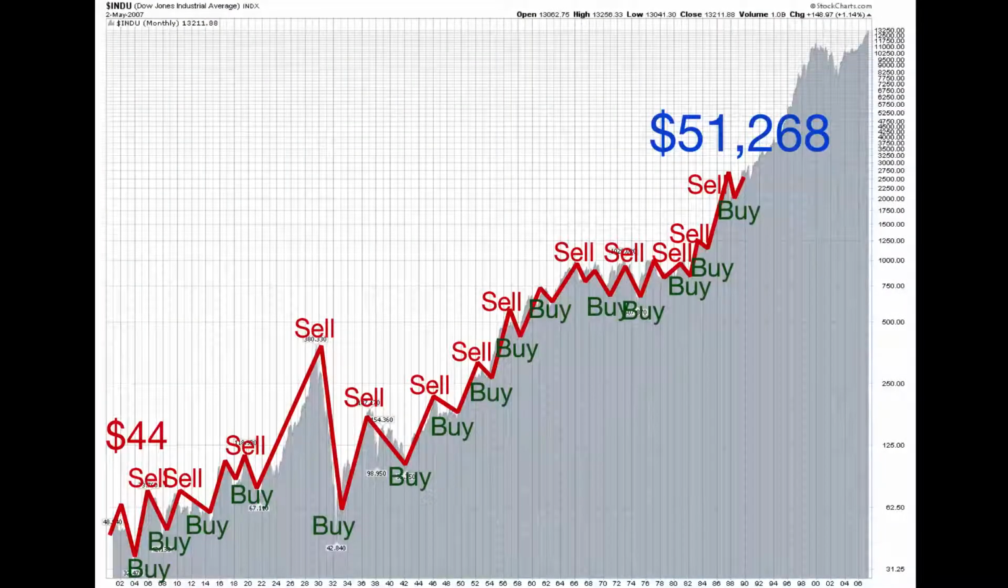However, if that investor had reversed their position with every sell signal and repurchased the Dow at every buy signal, that $44 would have been worth over $51,000. You can see that the Dow Theory outperforms the buy and hold strategy by a wide margin.